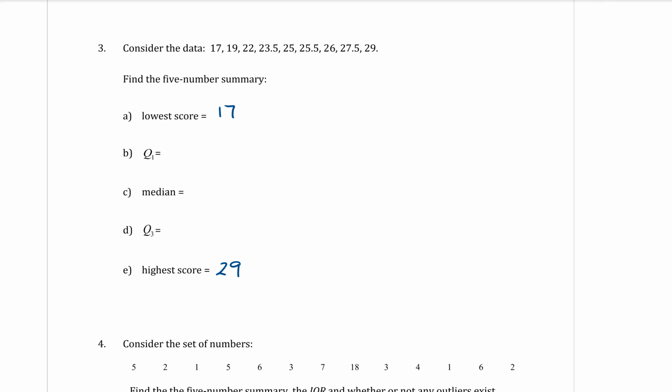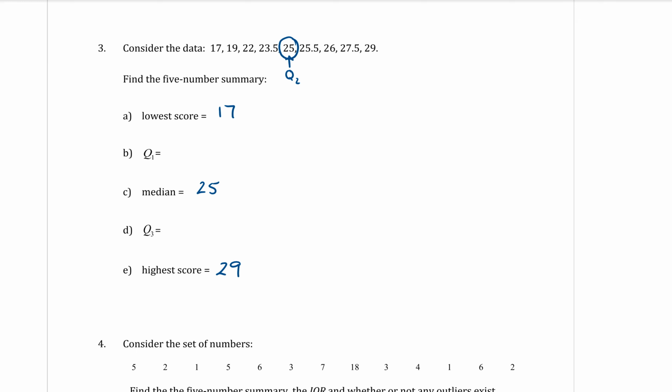So I have 1, 2, 3, 4, 5, 6, 7, 8, 9 scores again. So the middle of 9 scores, we go 9 plus 1 all over 2. So that's 10 over 2 is 5 again. 1, 2, 3, 4, 5. There's my 5th score. That number there is my Q2. So 25 for the median.